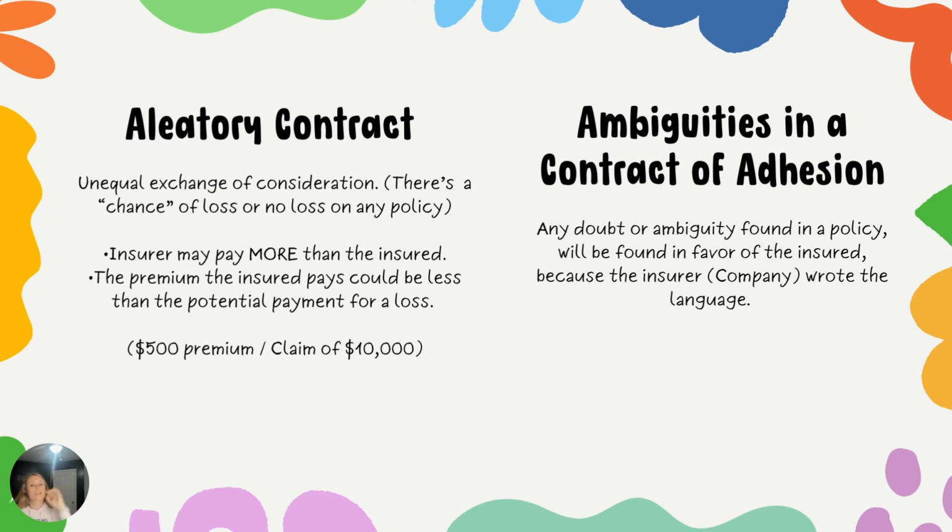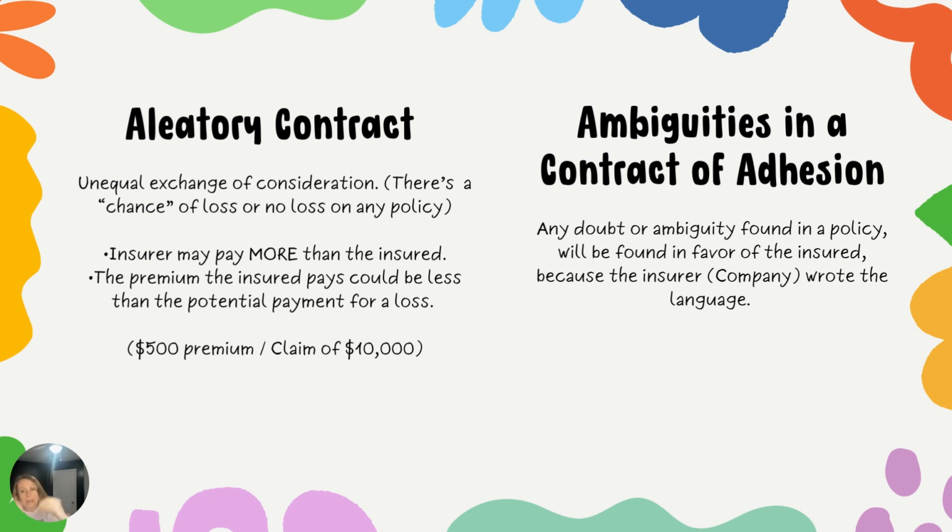So aleatory contract, this means there's an unequal exchange of consideration. So with the exam, you're going to see the term consideration. That typically means anything of value. So it could be literally money, right? It could be the insured paying the premium. It could be the insurer indemnifying the insured for a claim, but it could also just be anything of value. It could be the insured signing something on the contract because it's of value. So consideration, again, is something of value.